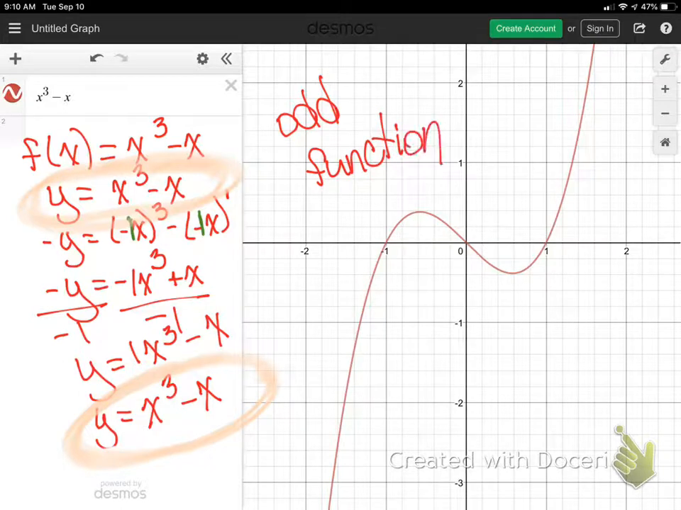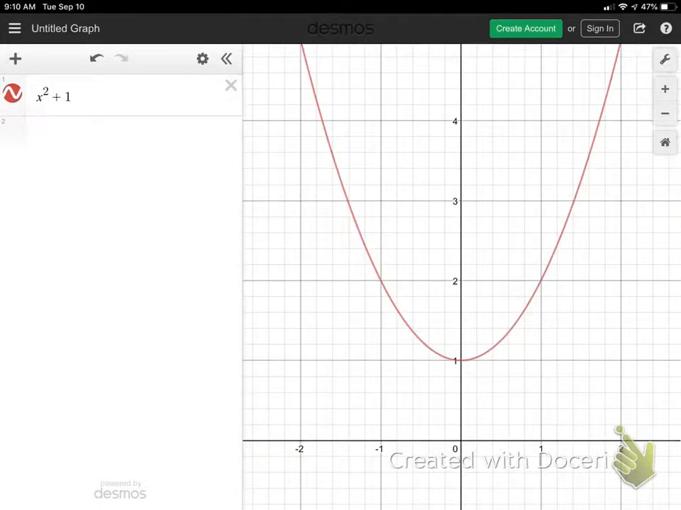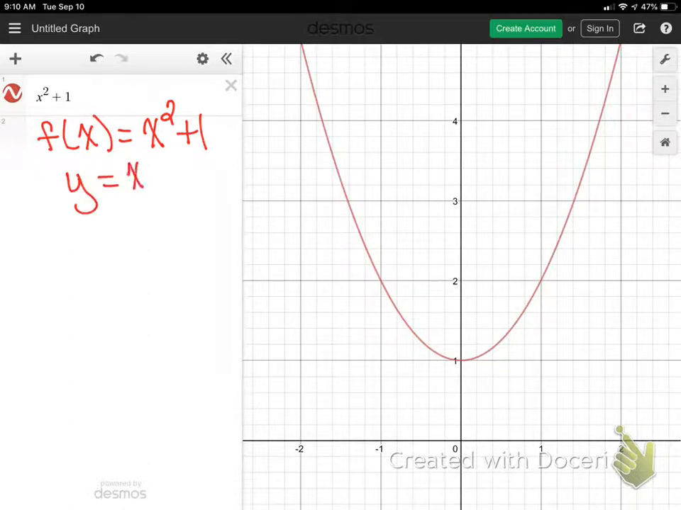Okay? Now I want us to look at this. This function is f of x equals x squared plus 1. What do I only need to test for? Even. I only have to test for even. The reason that I only have to test for even is because my highest exponent is even. It automatically is not an odd function. Okay? So the way that I test for an even is I replace x with negative x.